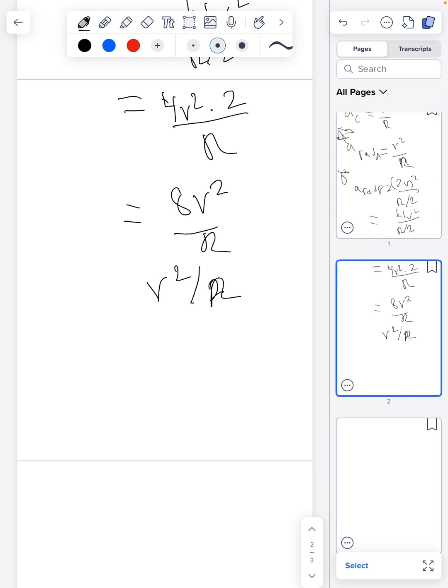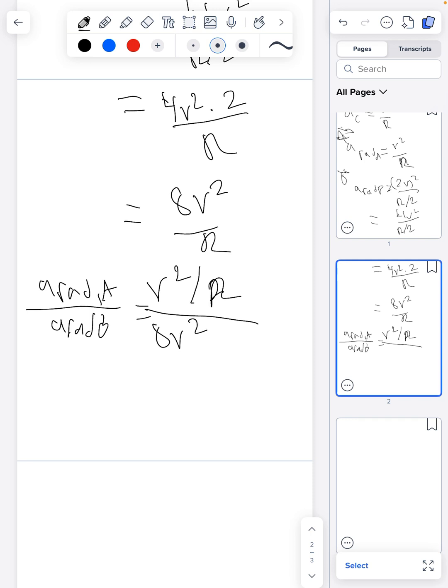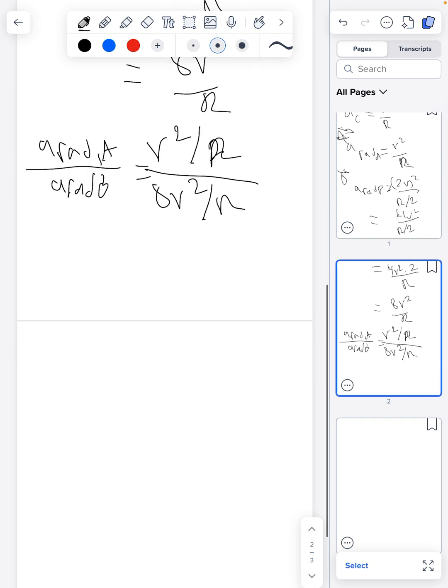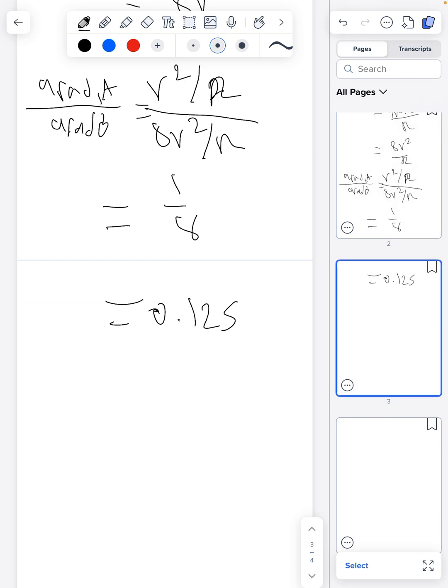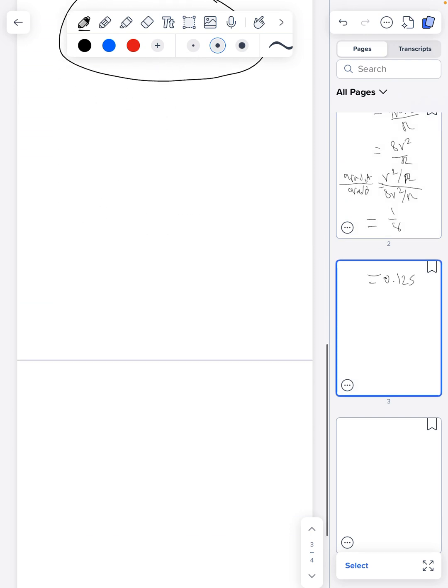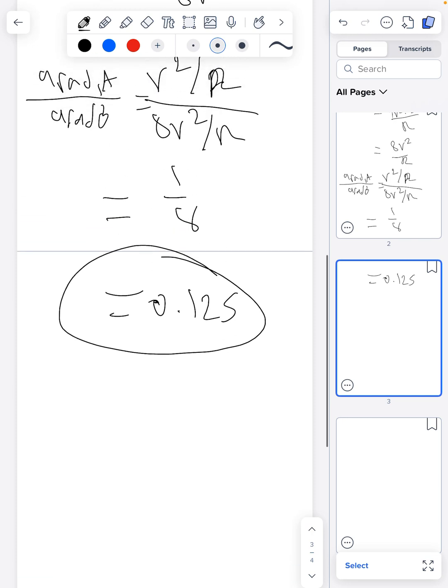So then you're just going to put all these over each other. Those cancel out, and that will leave you with 1 over 8. And then 1 over 8 in decimal form is 0.125. So that is your answer. That should be the whole problem solved.